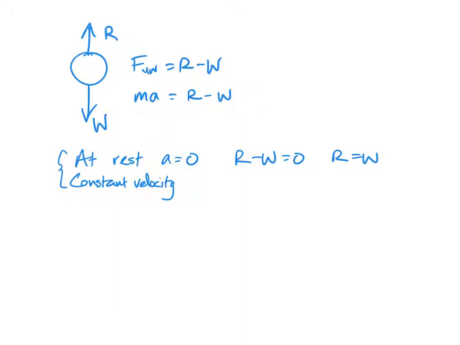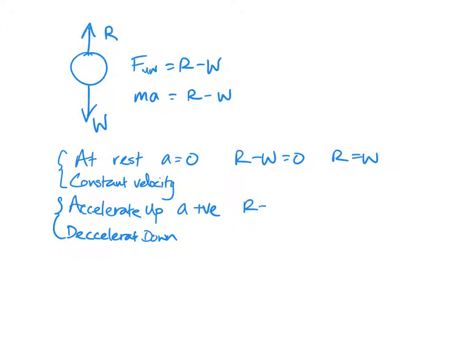We can also group together some other motions. When you first get in a lift, we'll make it a wee bit easier this time and start at the bottom floor. If you accelerate upwards, then a is positive. Now the other motion that can give you a positive acceleration is decelerating down. So both of them give you a is positive.